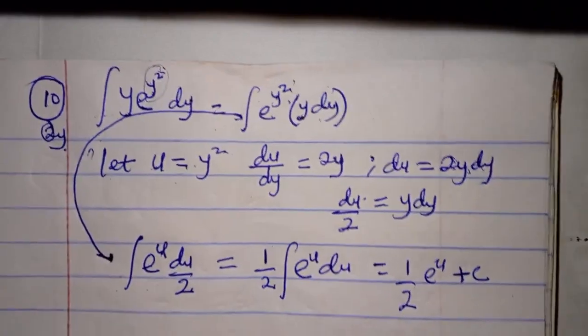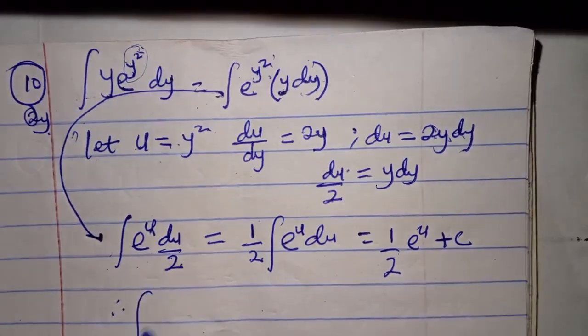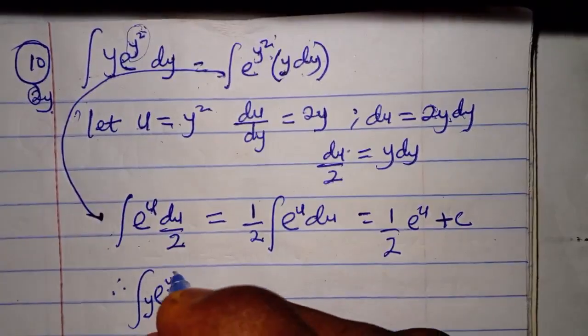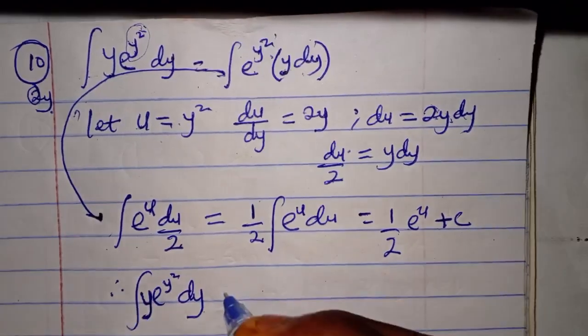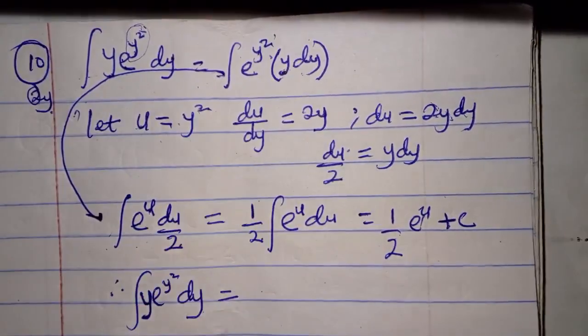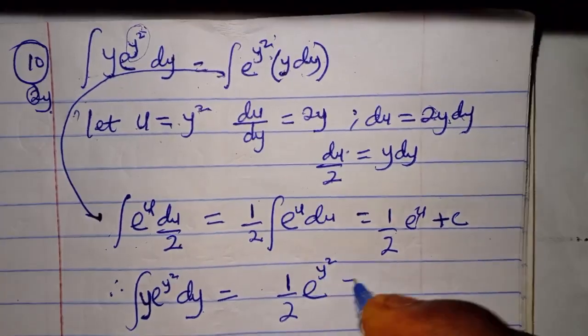So remember that u is y squared. Therefore, the integral of y e to the power of y squared dy is equal to this. u is y squared. So we have 1/2 into e to the power of y squared plus c.